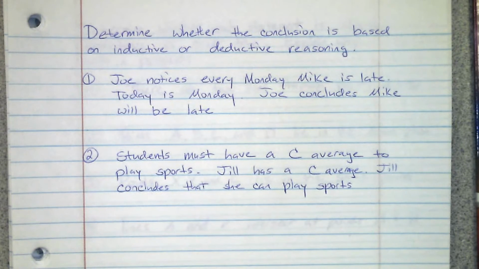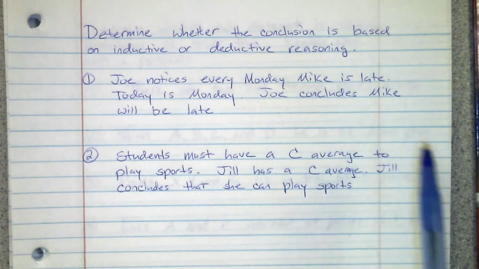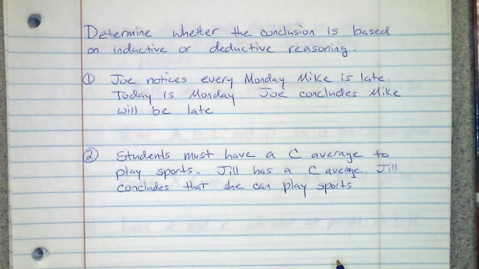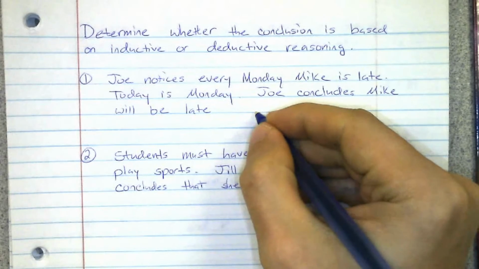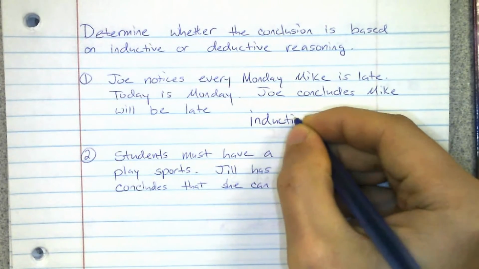Alright, so here we're choosing between inductive and deductive reasoning. Remember that deductive, think of Sherlock Holmes, based on facts. Deductive reasoning, based on facts. Inductive reasoning is based on a pattern. The first one, Joe notices every Monday Mike is late. Today's Monday, Joe concludes Mike will be late. So basically, he's looking at the pattern. Every single Monday is late, so he thinks next Monday will be late, and so forth. Since this is a pattern, this is based on inductive reasoning.